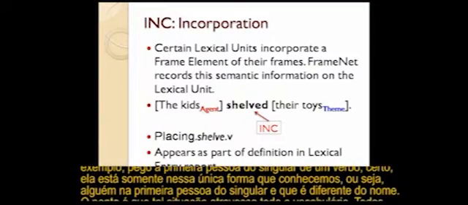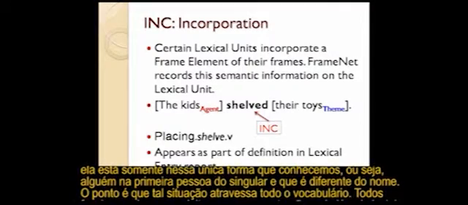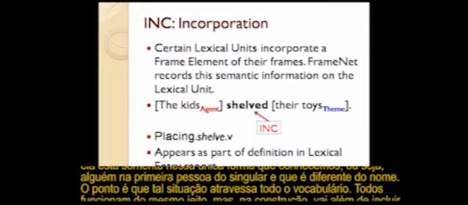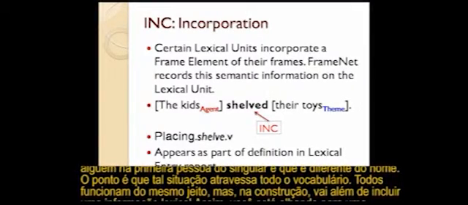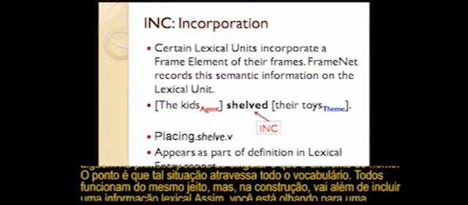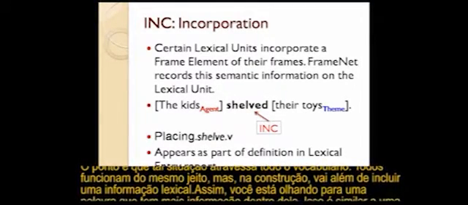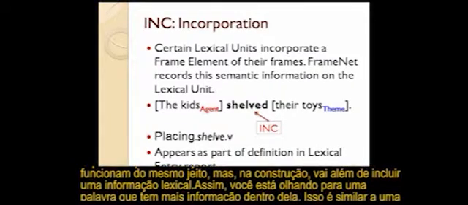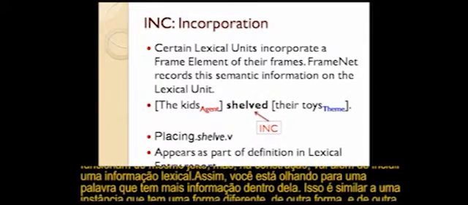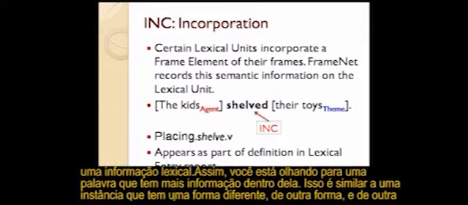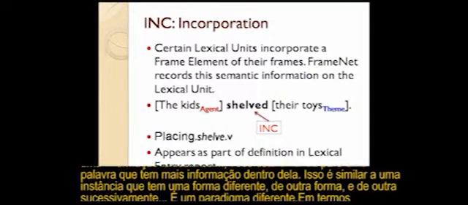In the other forms, it's going to be a different pronoun. Right. So also, the point is that this is true across the entire vocabulary. All verbs work the same way, so we factor it out as a construction instead of including it in the lexical information. So to the extent that you're looking at a word form and you have more information packaged in it, it's similar.